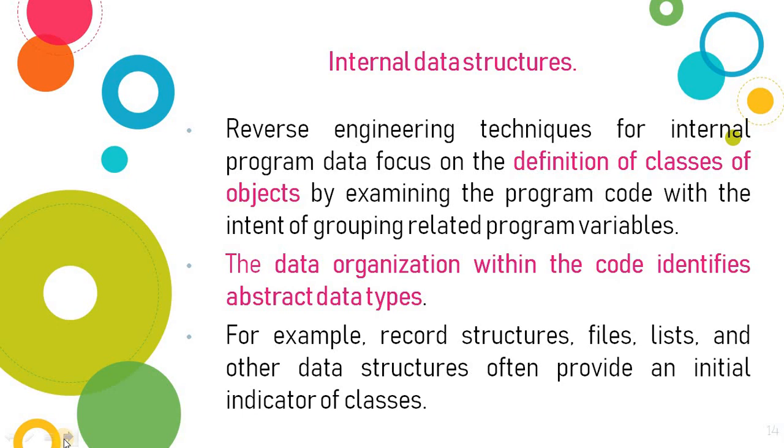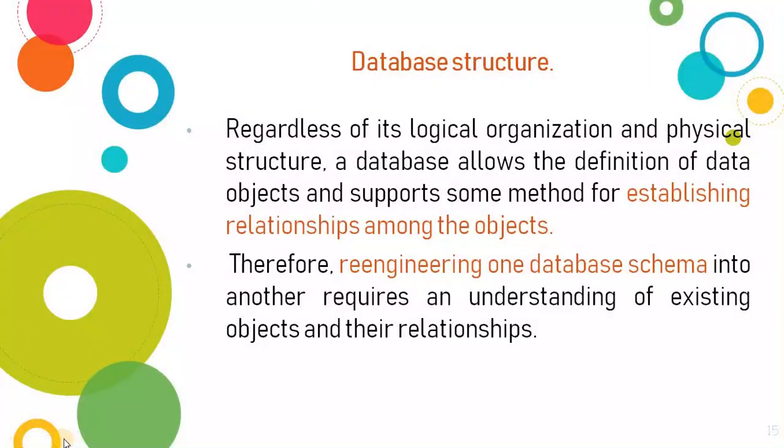From the product we will analyze this internal data structure. After this we will have some collection of objects. Those objects may be record structures, files, lists, or other data structures, which often provide an initial indicator of class. So once we have classes of objects, our remaining phases will be easy.